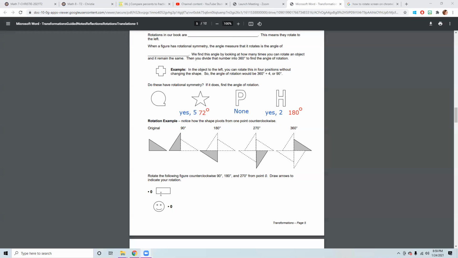So go ahead and try these 2 problems. If you can figure it out, great. If not, just listen to this next part. So pause the video and try them.